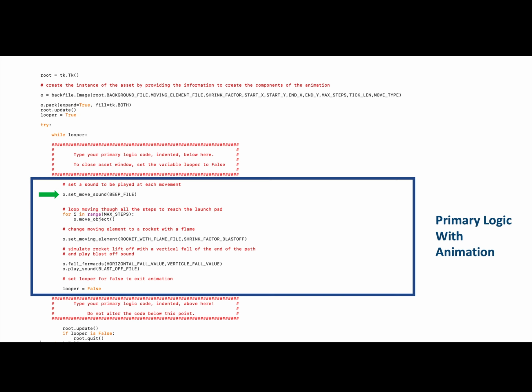The first thing the code does is to set the beep sound to be associated with every move of the rocket, followed by a loop that will loop for the number of steps in the path and will move the object one step closer to the endpoint every time through the loop. When that loop is exited, the rocket will be at the end of the path, and this is the point at which we change the image to the rocket with the flame. The method fall forwards is then called to have it launch upward from the end of the path and play the rocket blast-off sound. Finally, at the end, because we are finished with our primary logic code, we will set the value of the variable looper to false.